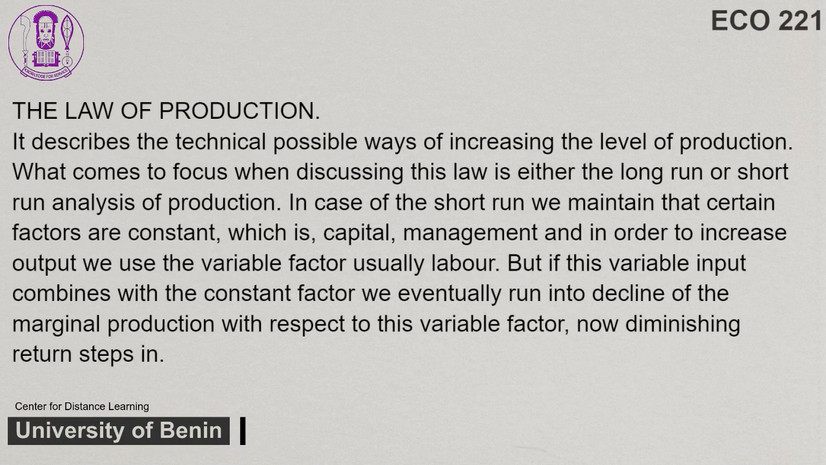The law of production. It describes the technical possible ways of increasing the level of production. What comes to focus when discussing this law is either the long-run or short-run analysis of production. In the case of the short run, we maintain that certain factors are constant, which is, capital, management, and in order to increase output we use the variable factor, usually labor. But if this variable input combines with the constant factor, we eventually run into the decline of the marginal production with respect to this variable factor. Now diminishing return steps in.